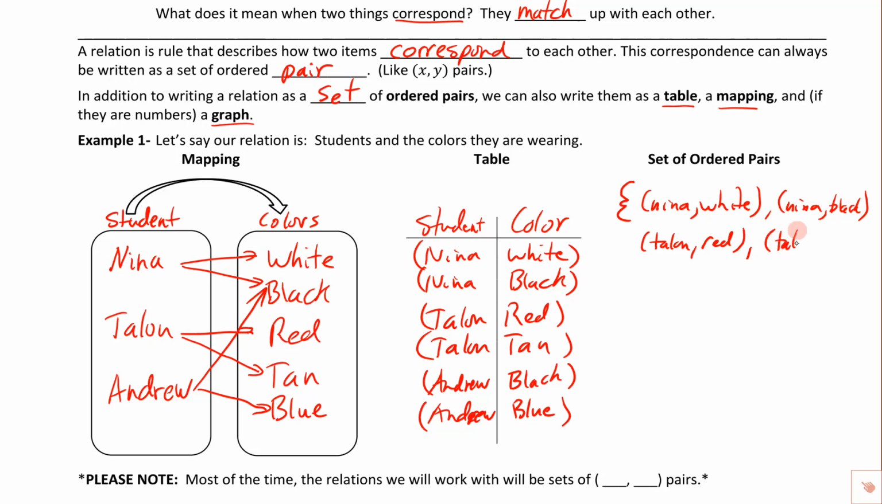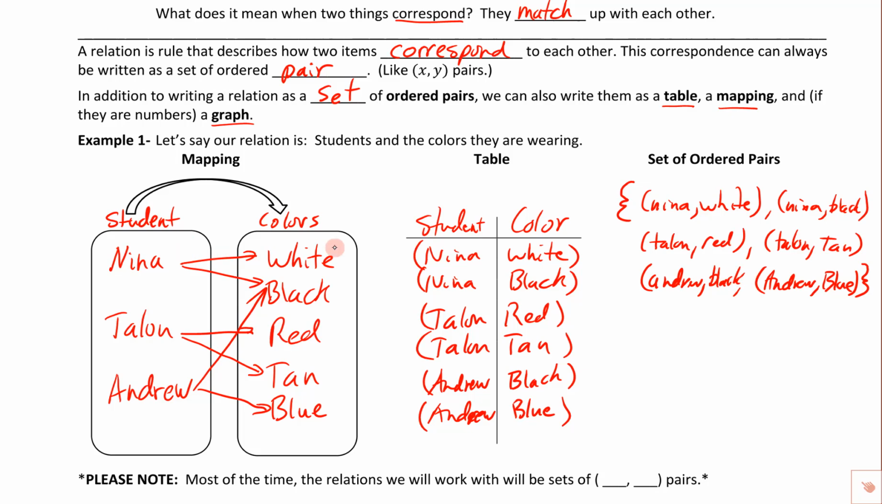and then we're going to do Talon, and what do you have on tan? All right. And then we could continue going through this. I'm just going to put a dot, dot, dot, and then I'm going to finish with Andrew and blue to finish that off. Okay, and then we'll do a closing set of brackets right there. I'll go ahead and fill this in right here. There's only 6 ordered pairs here, so this is Andrew and black. Okay. All right, so we've got all those marked down.